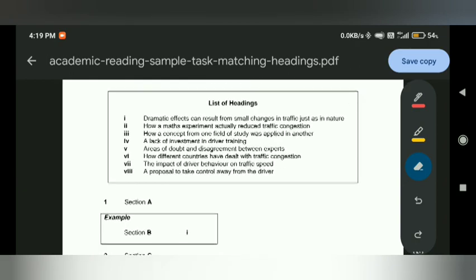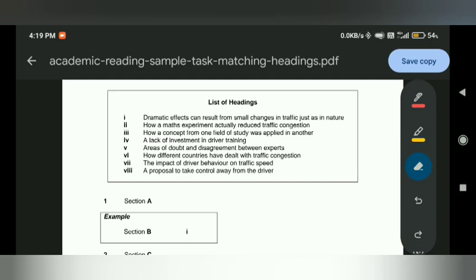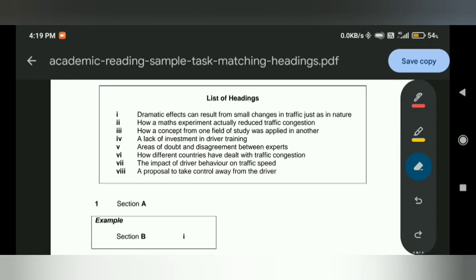So first option is already of B. So second option, how a math experiment, there is nothing about math in this. Third option is already of the first answer. So fourth one is a lack of investment in driver training. There is nothing about drivers' training. Fifth option is area of doubt and disagreement.